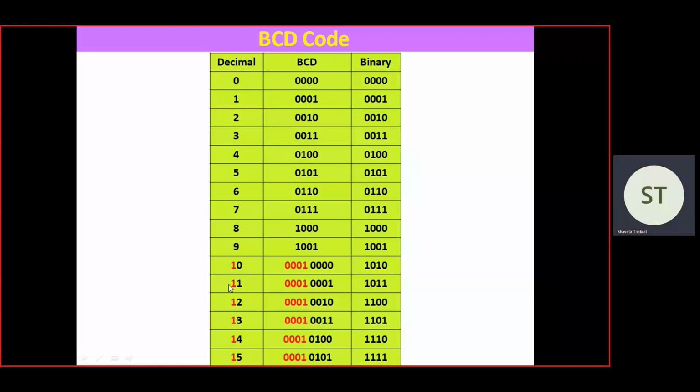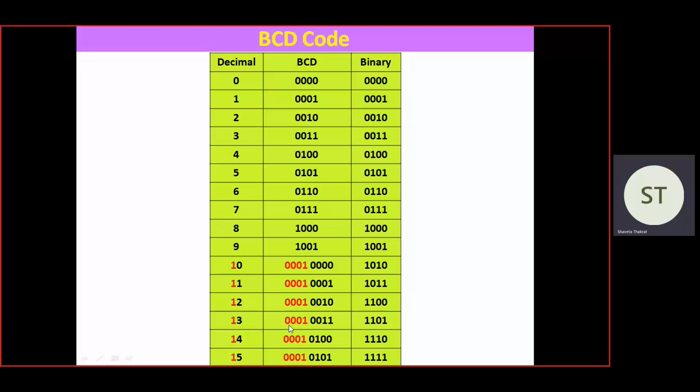So for 11, 1 needs to be written separately and this 1 needs to be written separately in terms of binary in terms of 4 bits. But for binary, 11 is represented as 1011. So 12 will be, in terms of BCD, 1 written separately and 2 written separately: 0001 is 1 and 0010 is 2. And the binary equivalent of 12 is 1100.